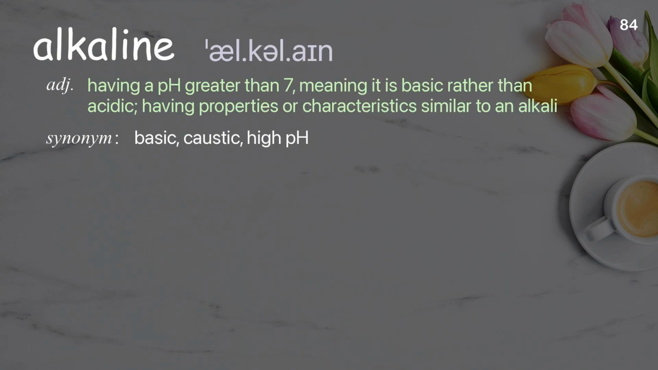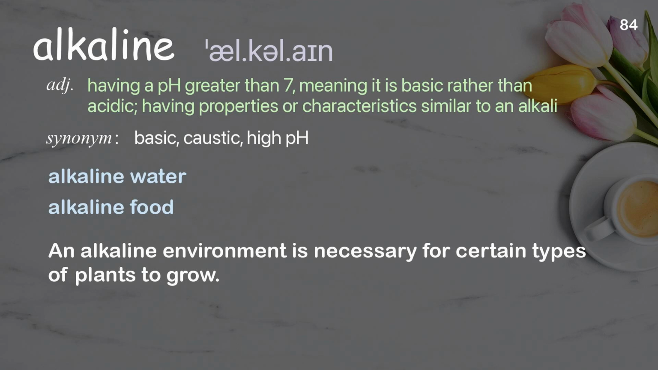Alkaline. Having a pH greater than 7, meaning it is basic rather than acidic, having properties or characteristics similar to an alkali. Examples: Alkaline water. Alkaline food. An alkaline environment is necessary for certain types of plants to grow.